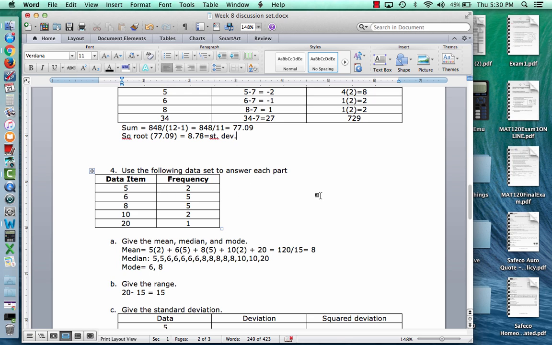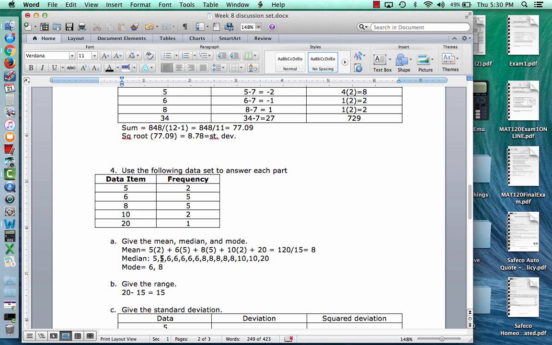It couldn't hurt to list out all the data values. I did that here for the median, so you can see them all. All right, so when I do the mean, I'm just showing that I have 2 5s, so 5 times 2. I have 5 6s, so 6 times 5, plus 5 8s, plus 2 10s, and plus 20 gives me a sum of 120, divided by 15 gives me a mean of 8.